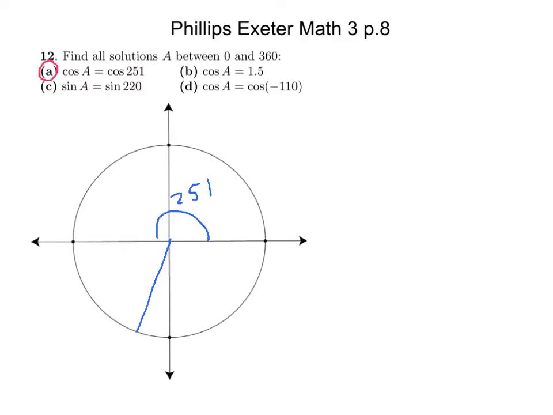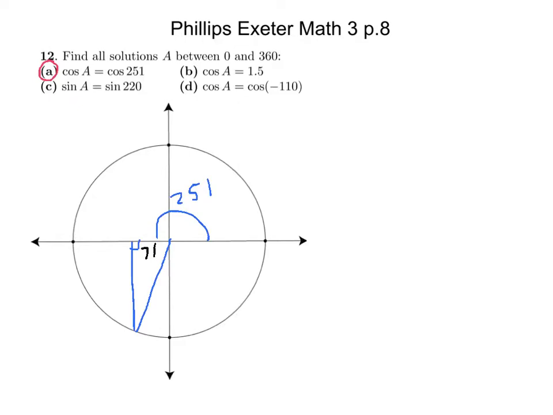If that's 251 degrees, what is our reference angle? 71. Yes, I agree with that, because you do the 180 plus 71 gives the 251. So there's our reference triangle right there.